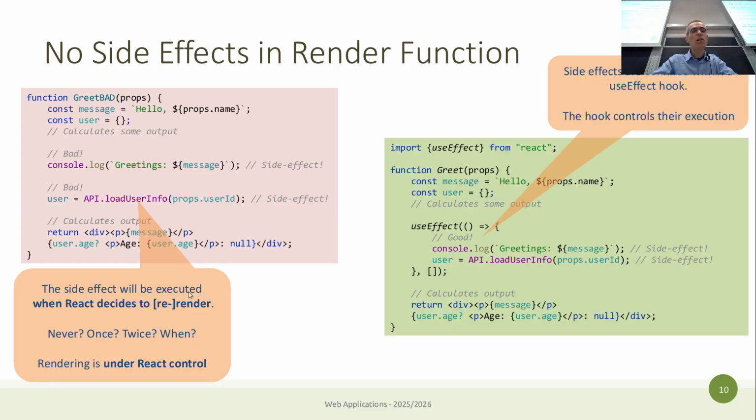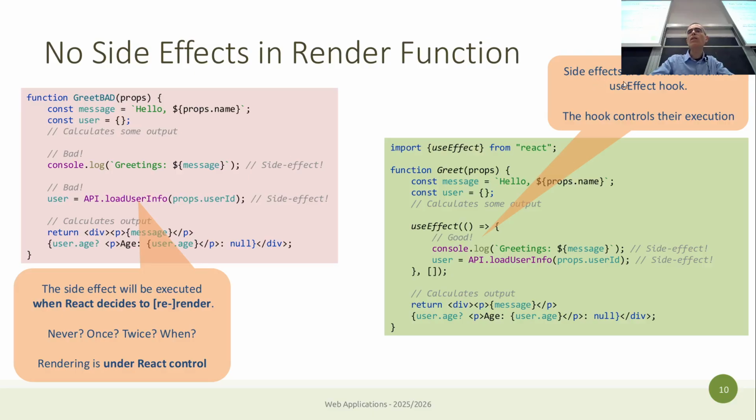Okay? So we have no control about when React decides to re-render the component because it depends on what the user does and what the props and the state is and so on. Okay? So we should not do something like this. We should do something, as you see on the right, passing the action we would like to do, console log, load user info, and so on, as part of code of a function that we pass to a specific hook, which is called useEffect. Okay?